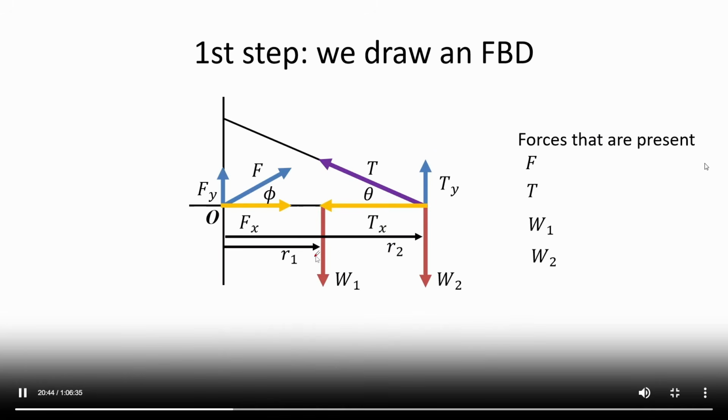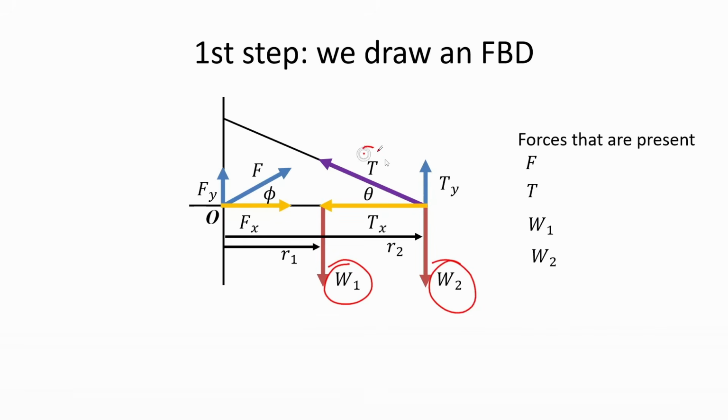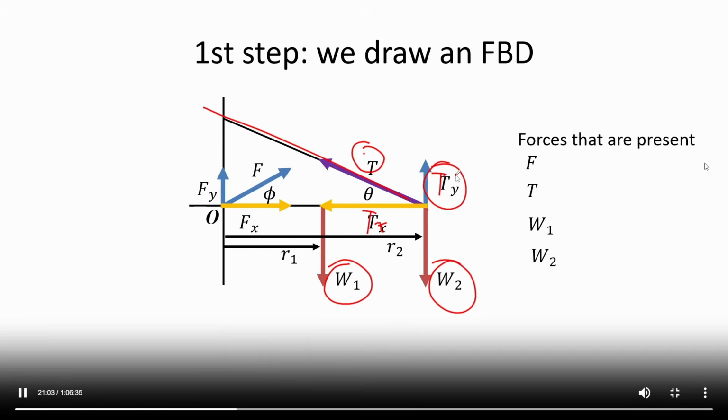First, we draw a free body diagram. So this one refers to the rod, the weight of the rod, and you have the mass, weight 2. You have the wire, the tension in the wire, which is a force, with tension along X and tension along Y. And you have the forces Fx and Fy. So the net would be this.